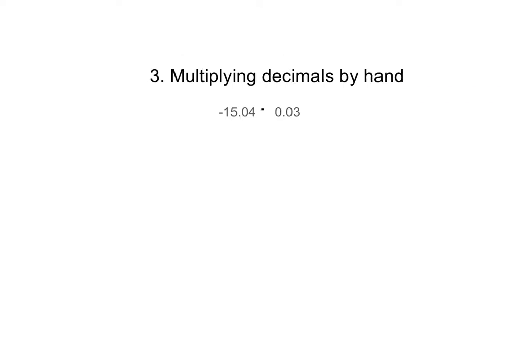So next up, we're going to check in on multiplying decimals by hand, because this is something that I was noticing a lot of students struggling with. And it gets even trickier when negatives are involved. So my first step, I just want to write this out like a multiplication problem. So I'm going to say 15.04 times 0.03. Now the important thing to remember is you don't necessarily need to line up the decimal.